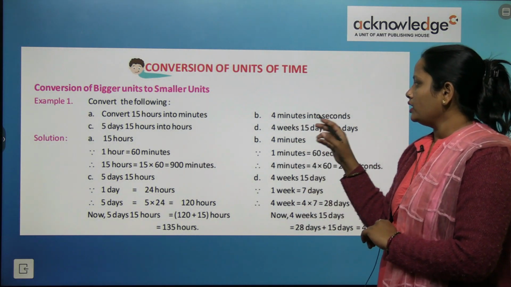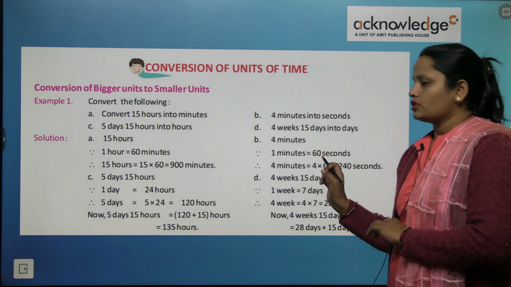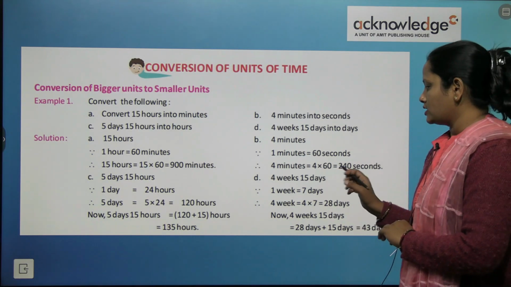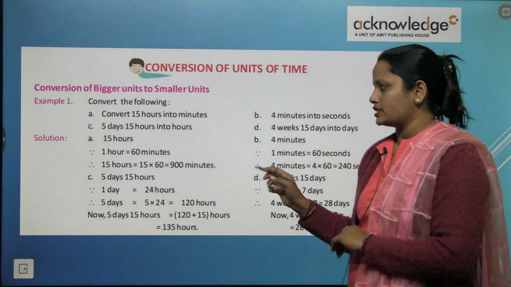Similarly, 4 minutes into seconds. So 1 minute is equal to 60 seconds. So 4 minutes is equal to 4 multiply 60, which will be 240 seconds.